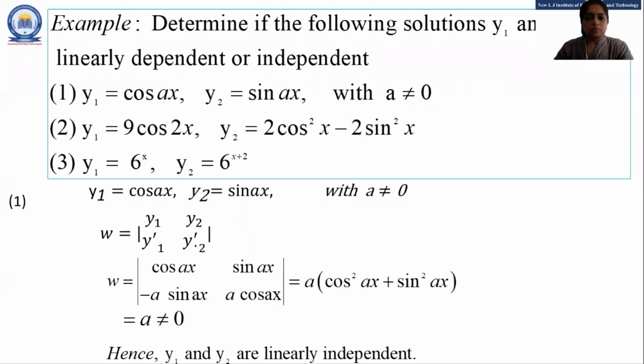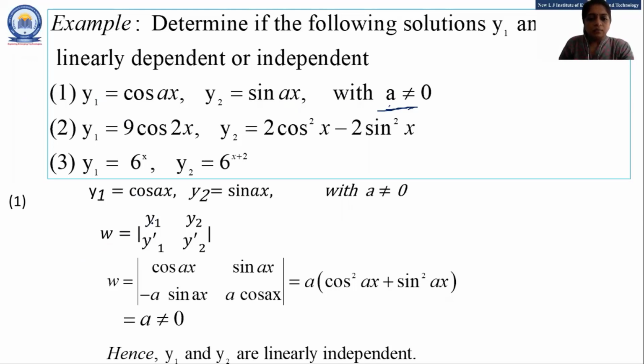So let's start some examples. Determine if the following solutions y1 and y2 are linearly dependent or independent. Three questions are there. First one is y1 equal to cos ax, y2 equal to sin ax, where a is not equal to 0. So let's start the solution of the first question. Here our first solution is cos ax and second is sin ax. So let's start to find the Wronskian.